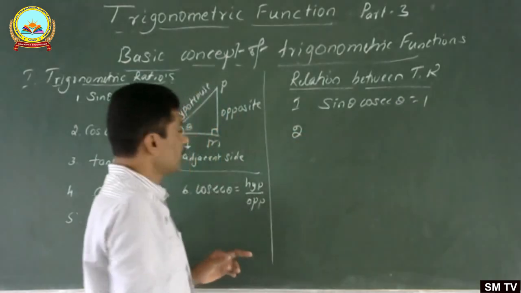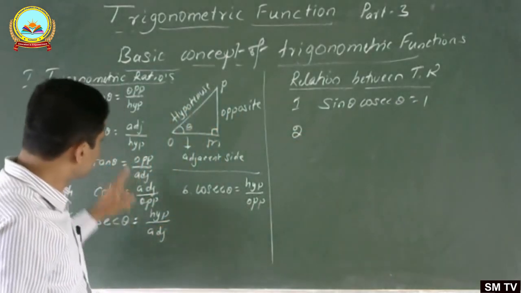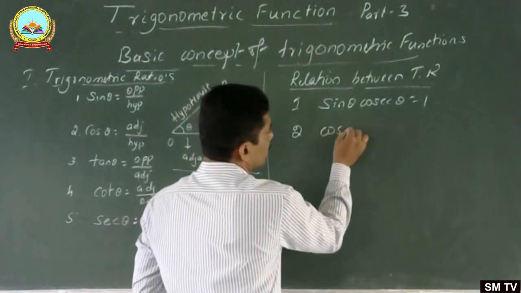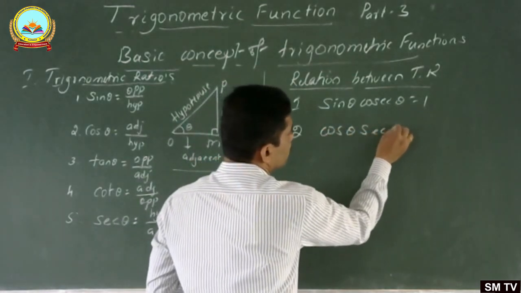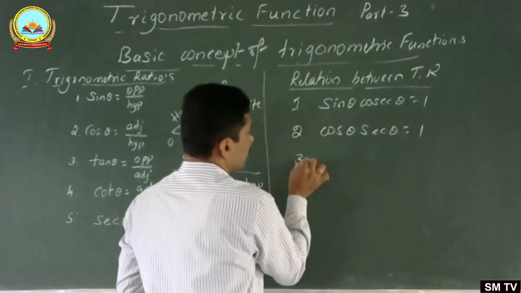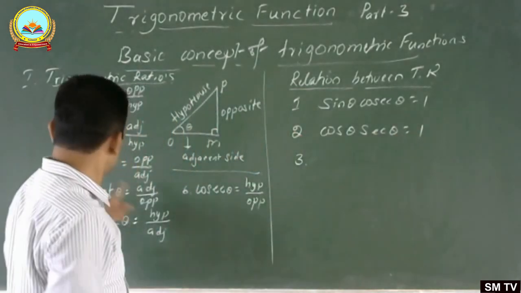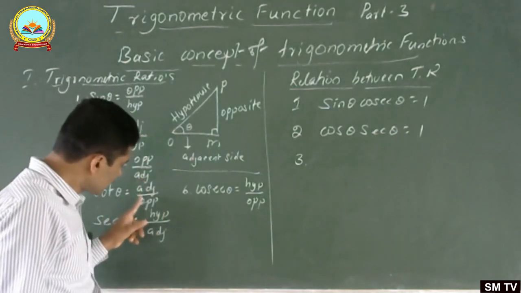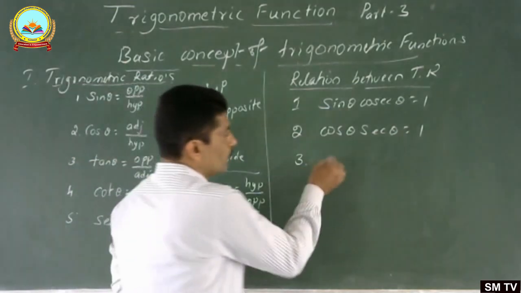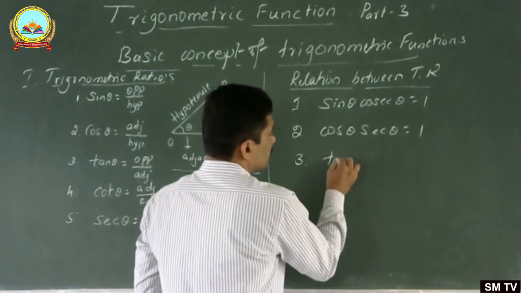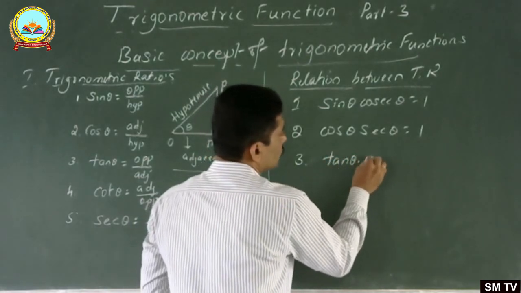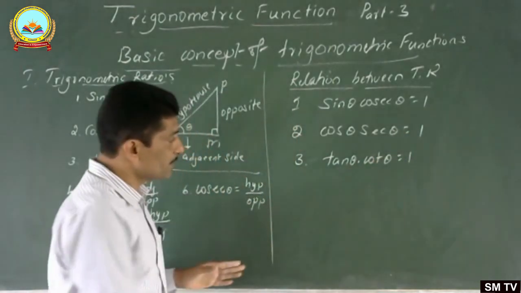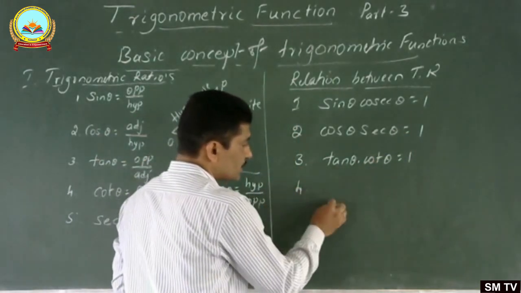In a similar way, cos theta and secant theta, one is the reciprocal of the other. Therefore, cos theta into secant theta, its value is equal to 1. And the third relation is tan theta is opposite by adjacent, cot theta is adjacent by opposite. One is the reciprocal of the other. Therefore, tan theta into cot theta is equal to 1. Similarly, you know the relations.